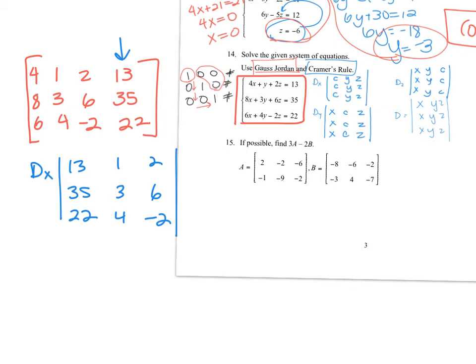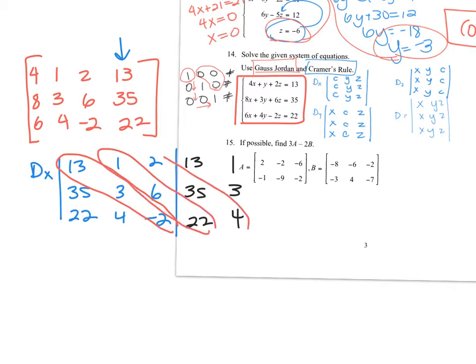And then to find the determinant of a 3 by 3 matrix, remember you repeat the first 2 columns to the right. And then I multiply top left, bottom right. So 13 times 3 times -2, that's -78. 1 times 6 times 22, that's 132. 2 times 35 times 4, 280. And then add those together. I get 334. And then go backwards.